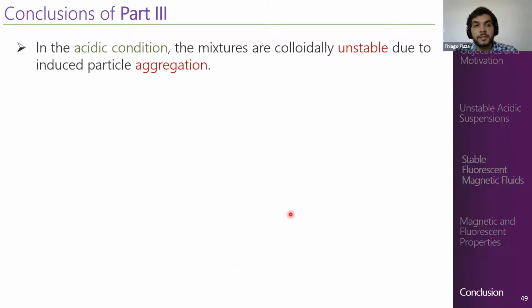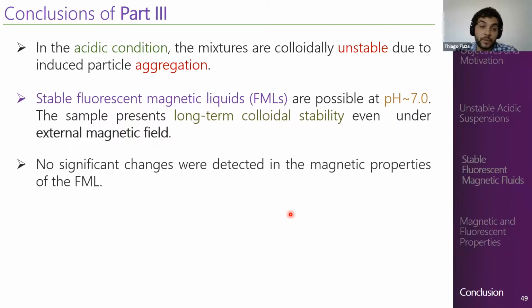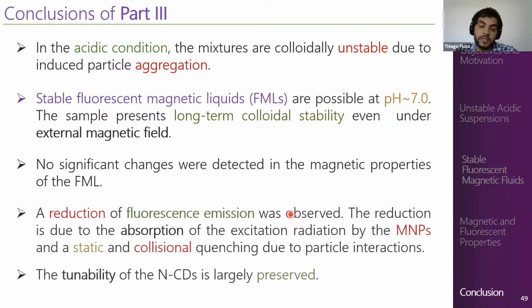So finally, our conclusions in this third part are that in acidic condition, the mixtures are not stable, and it's probably due to particle aggregation, as we've seen in previous studies in the literature. We can obtain stable fluorescent magnetic liquids at a pH around 7, and the sample presents long-term stability, even in the presence of an external magnetic field. We see that the magnetic properties are not really altered, and a reduction of the fluorescence is observed due to the absorption of the magnetic nanoparticles, but also due to static and collisional quenching. The tunability, however, is largely preserved.